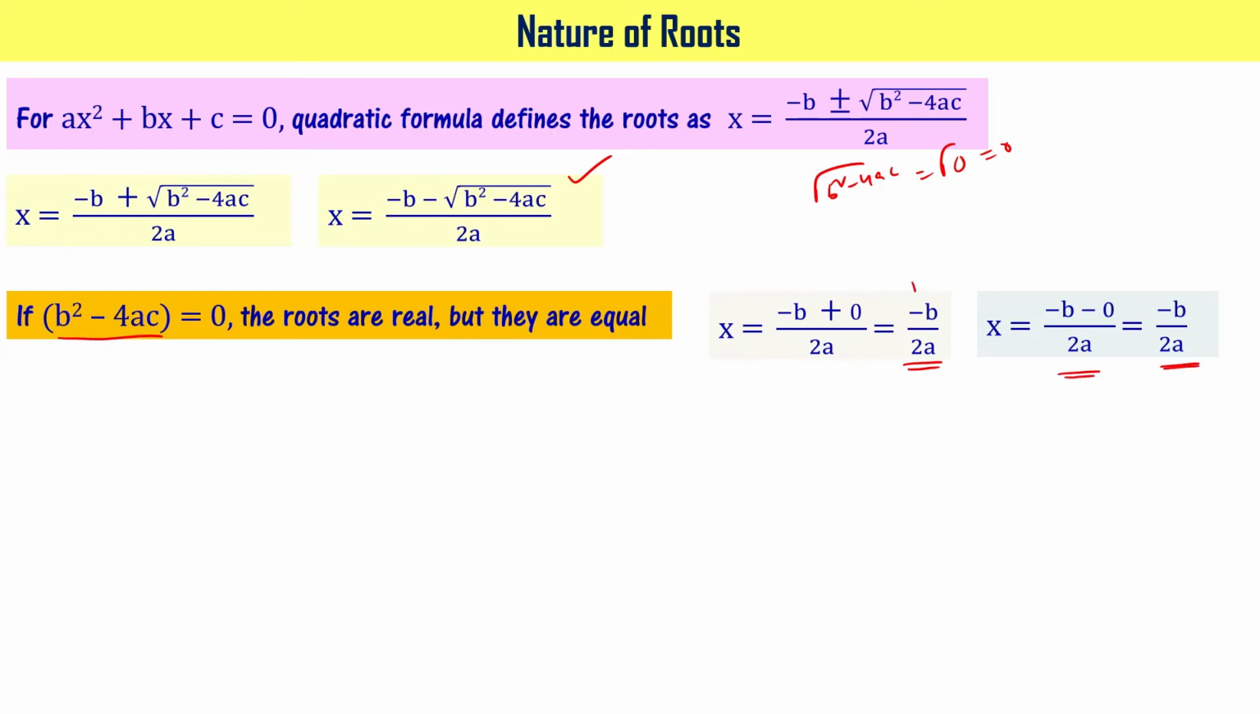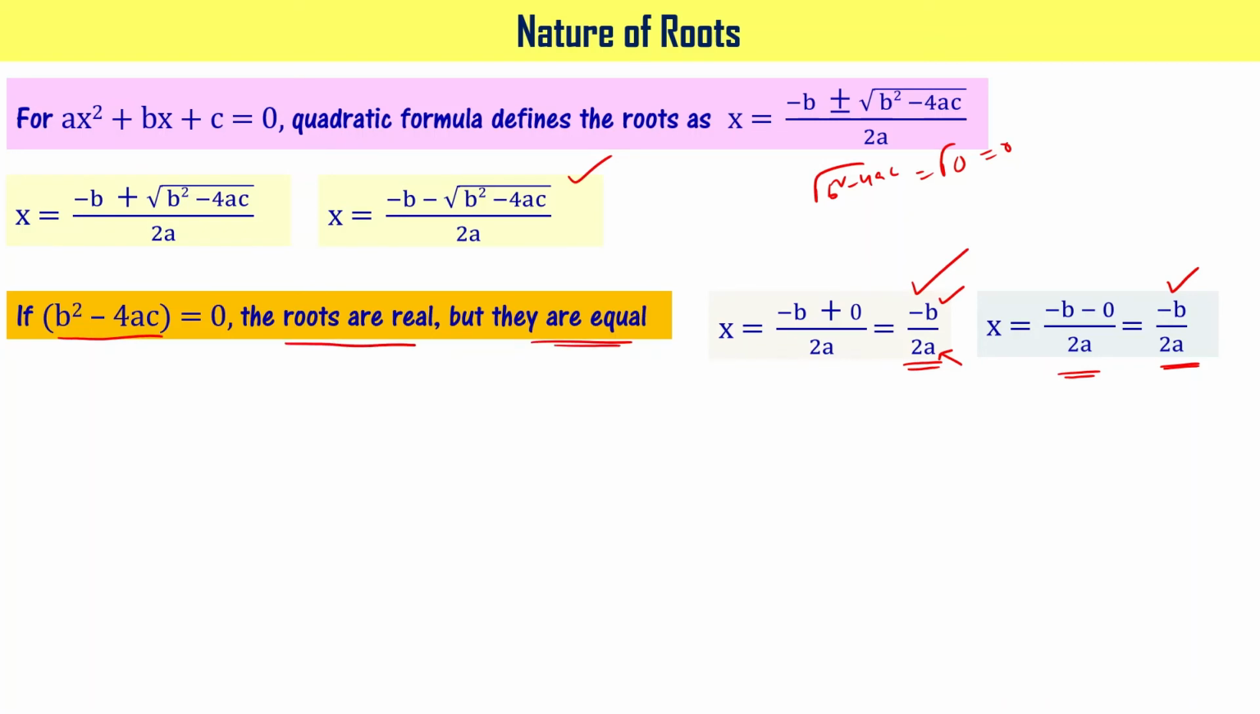Now look at this. Both the roots are equal, minus b divided by 2a. And they are real because the numerator is minus b, that is a real number, and the denominator is 2 times a, where a is a real number. So when you have numerator and denominator as real numbers, the resultant is also a real number. For that reason, we say that roots are real, but they are equal.